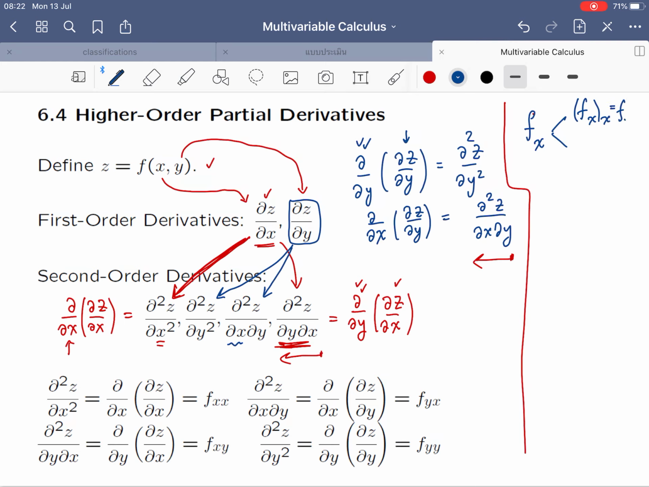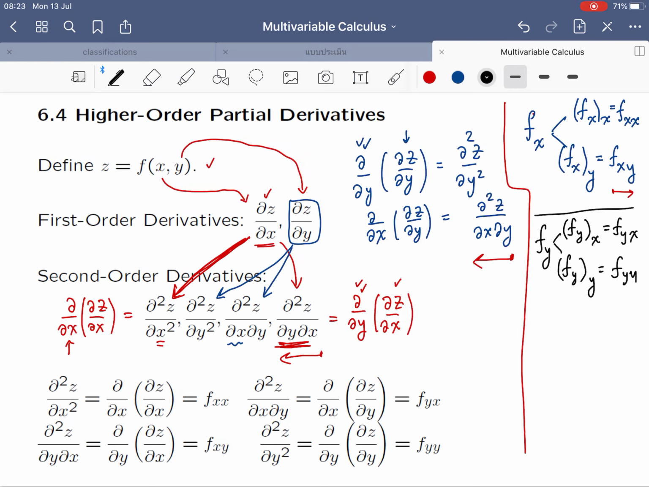So it is f sub x and then sub x again. This one is called f sub xx. If you already have f sub x and then you further find the second derivative with respect to y, this one is f sub xy. So now the order of finding derivatives comes from left to right. They are a little bit different. On the other hand, if you have f sub y at the beginning, and then you find a further derivative with respect to x, this one is f sub yx, and if you differentiate with respect to y one more time, you get f sub yy.